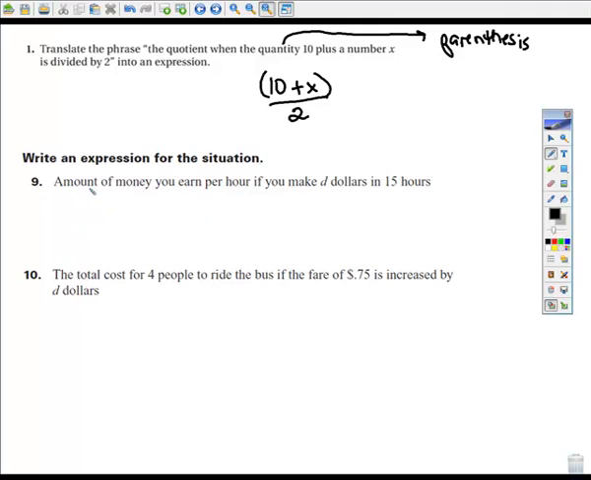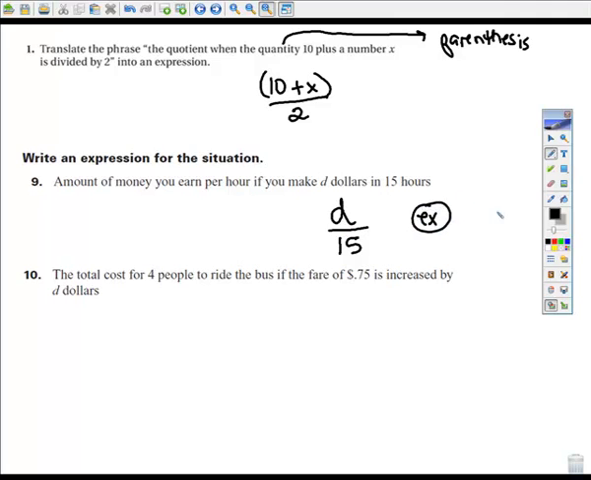Here, the situation: the amount of money you earn per hour if you make D dollars in 15 hours. So you're going to make a total of D dollars in 15 hours. So I need to make sure that I take the number of dollars that I have earned, the total, and we're going to divide it by the number of hours. This will give me the total that I make per hour.